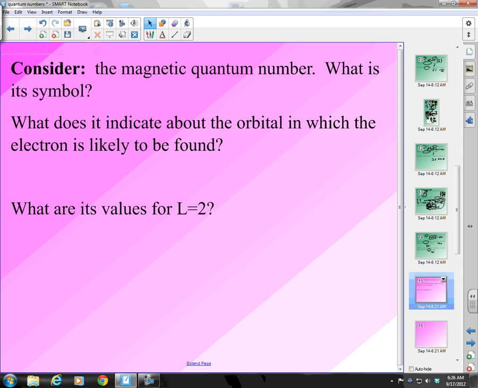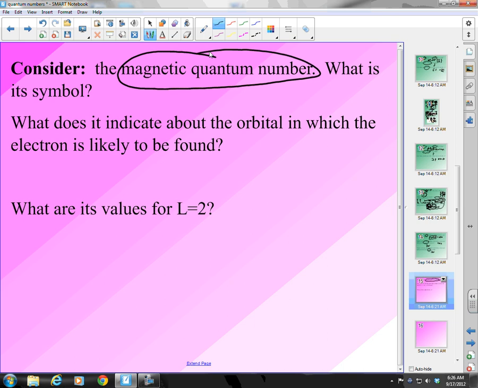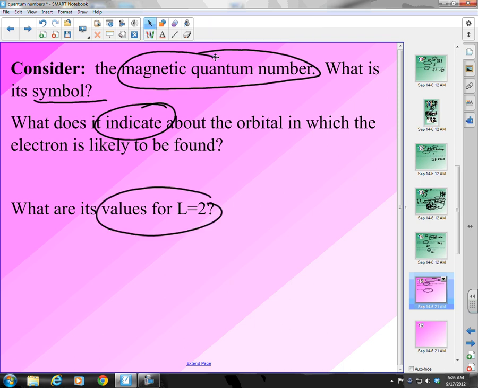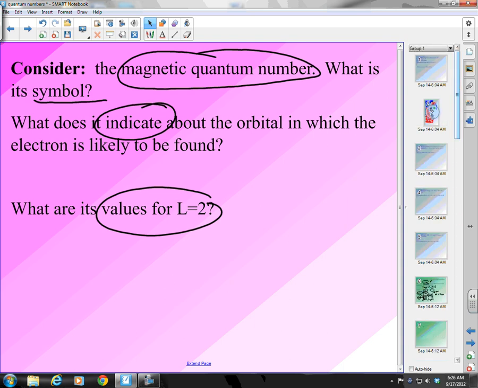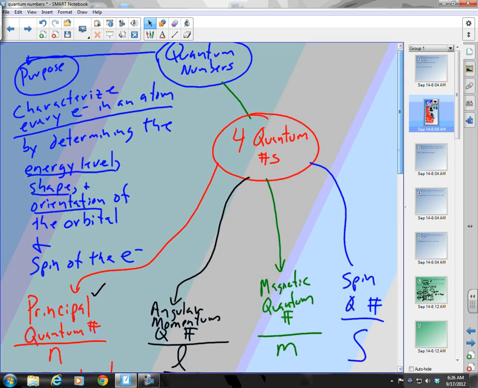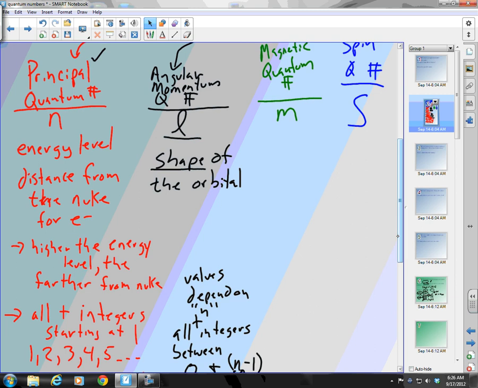Well, we've talked about the principal quantum number n and the angular momentum quantum number L. Let us move on into the world of the magnetic quantum number. What is its symbol? What does it tell us about the electron? And what are its values? So let us go back to our beautiful concept map, and let's go into the green zone with the magnetic quantum number.